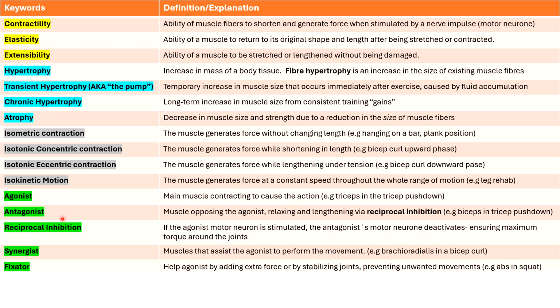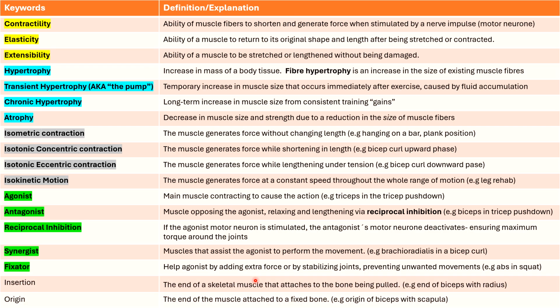Let's just look at the antagonist again. So it opposes the agonist. We know that the tricep causes a pushing movement, which is contrary to the pulling movement of the bicep, and therefore we want the tricep to relax and lengthen during the movement, and this is done by a process called reciprocal inhibition.